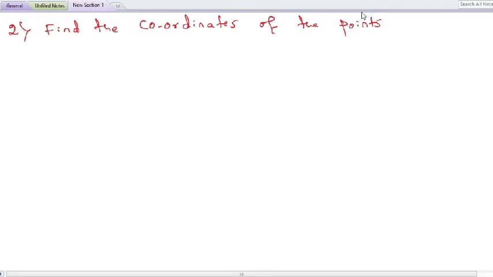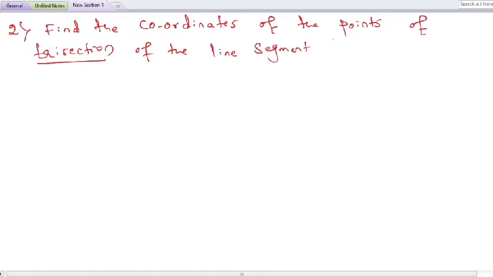Problem number 2, second problem. Find the coordinates of the points of trisection of the line segment 4 comma -1 and -2 comma -3.